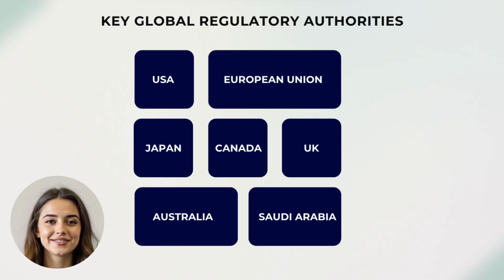Other examples include Health Canada, the UK's Medicines and Healthcare Products Regulatory Agency, MHRA, Australia's Therapeutic Goods Administration, TGA, and even smaller but equally important bodies such as Saudi Arabia's SFDA. While processes differ, for example, some agencies require central ethics review while others rely on local committees, the mission is the same: protect participants, ensure scientific integrity, and maintain public trust.